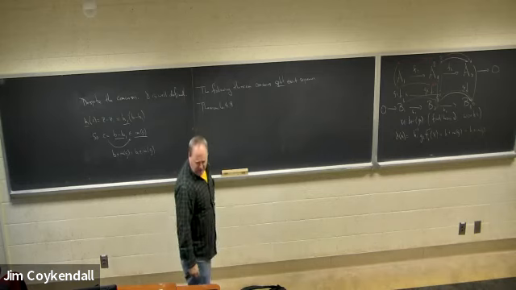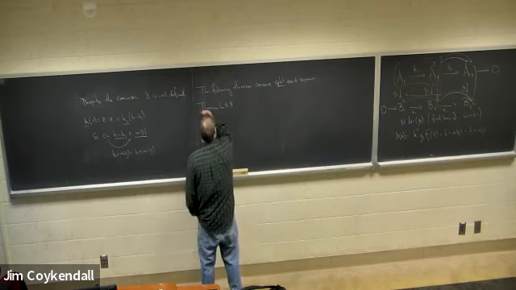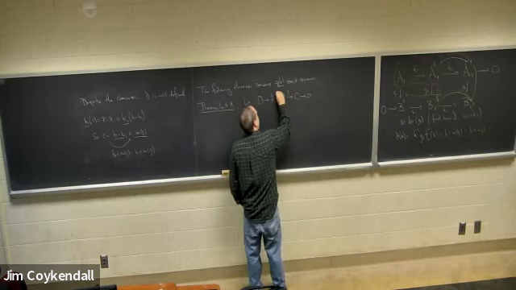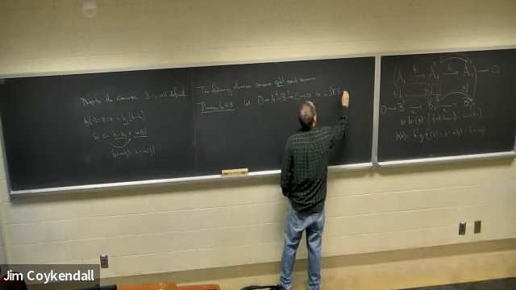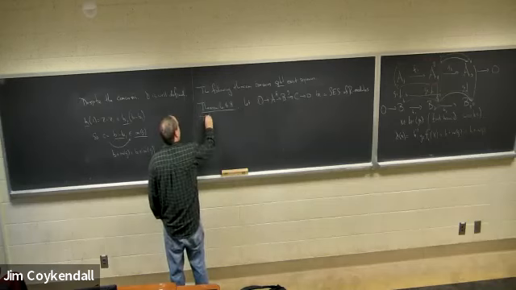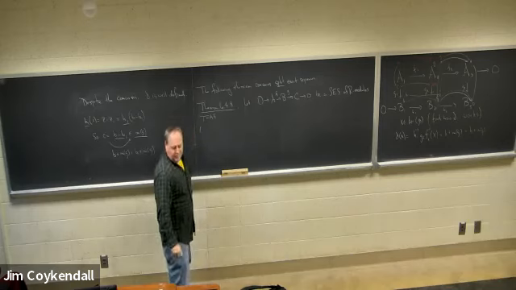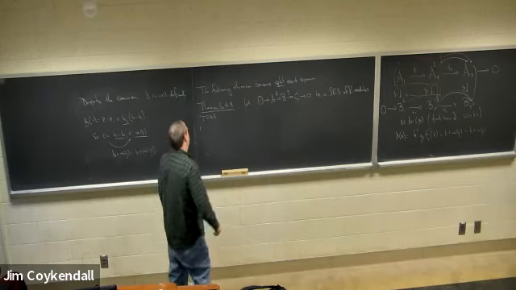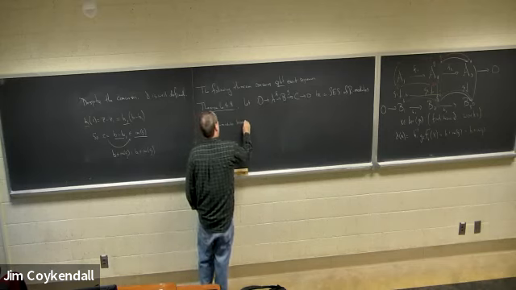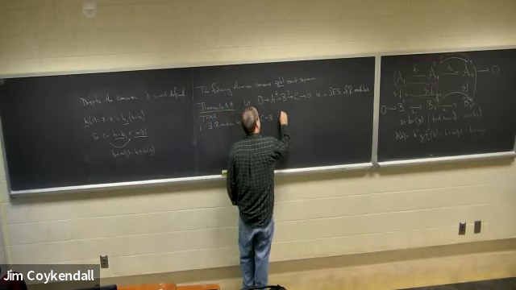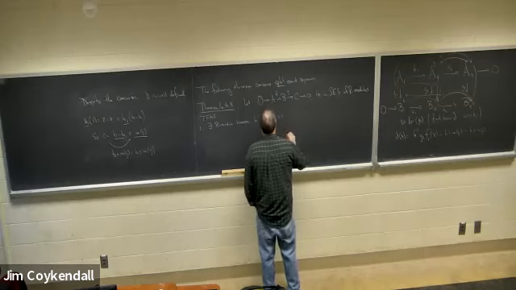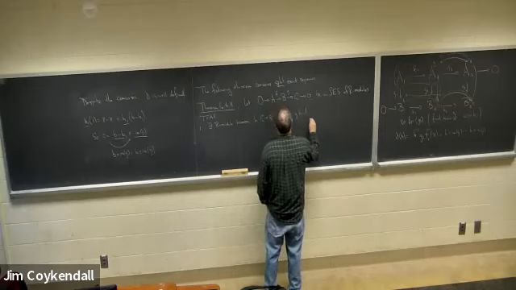6.4.8. Let R be a ring, and suppose we have the following short exact sequence of R-modules: zero, A, B, C, zero. The following conditions are equivalent. Number one, there exists an R-module homomorphism H from C to B, such that when I do H first, G is the identity on C.